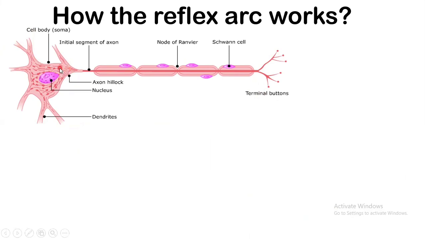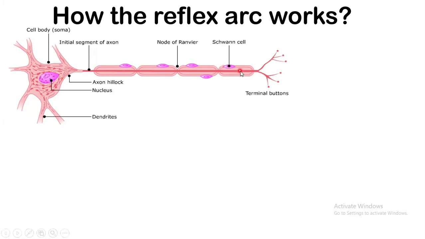The cell body contains the nucleus, so it's helpful for processing information. Then these are called dendrites. These dendrites receive signals from other neurons. And here's the axon. The axon transmits those impulses towards the next neuron or to the muscles.